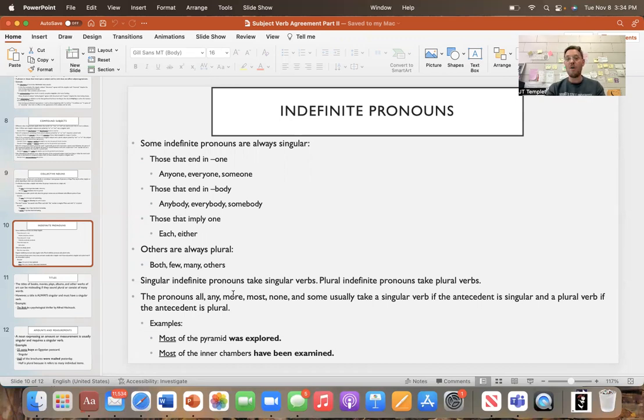The pronouns all, any, more, most, none, and some usually take a singular verb if the antecedent is singular, and a plural verb if it's plural. So you have to determine. If I'm saying most is my subject in each one, I have to determine in the prepositional phrase behind it what it's actually talking about. So most of the pyramid was explored. It's talking about the pyramid as a whole, right? It's one thing. We keep it as was. Most of the inner chambers, you're talking about multiple chambers, have been examined. We use plural, right?